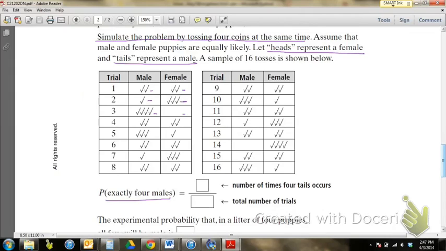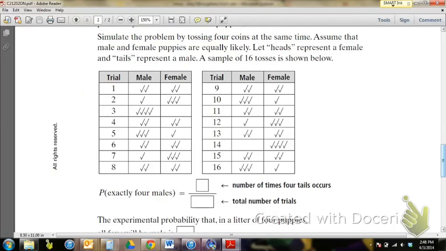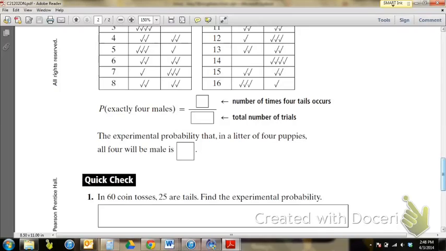So the probability that there's exactly 4 males, well, here's the male, here's 1. Any others? Nope. So I got 1 out of 16. So the experimental probability that in a litter of 4 puppies, all 4 will be male is 1 out of 16.